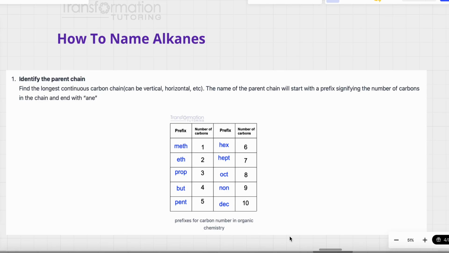Let's learn how to name alkanes. So, the first thing you need to do in order to name an alkane is identify the parent chain, which is the longest continuous carbon chain. And this can be vertical, horizontal, it could go in multiple directions. For example, let's say that I have this molecule.